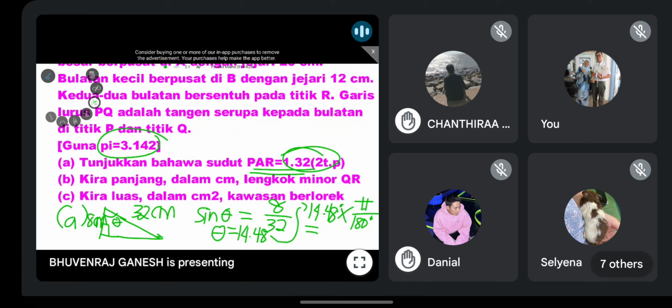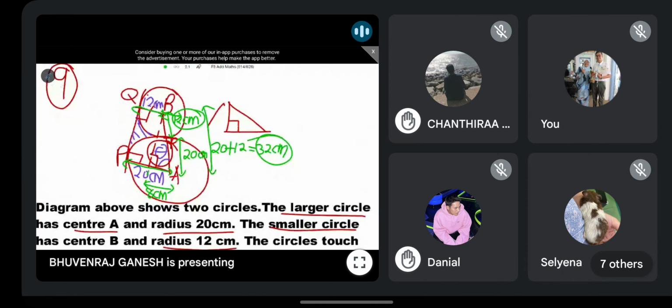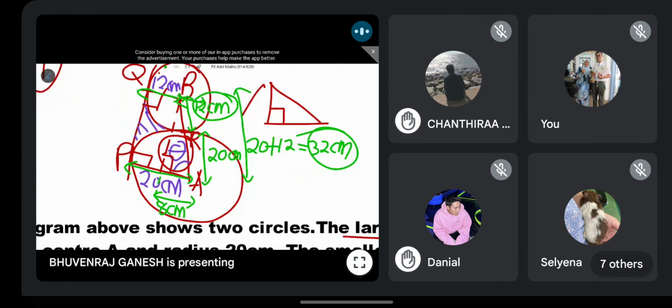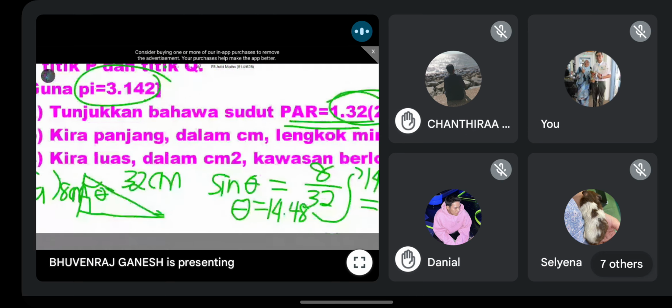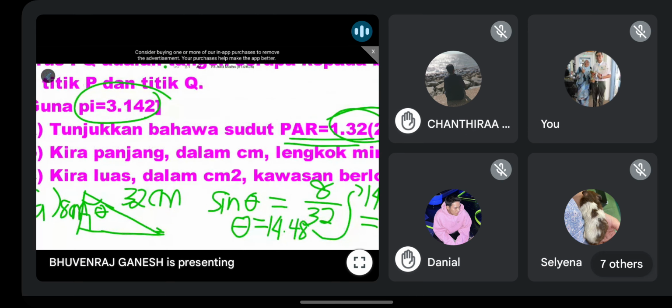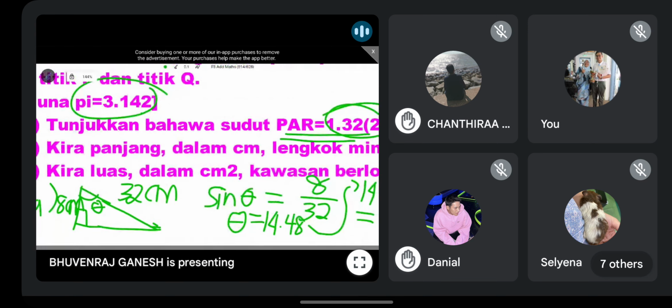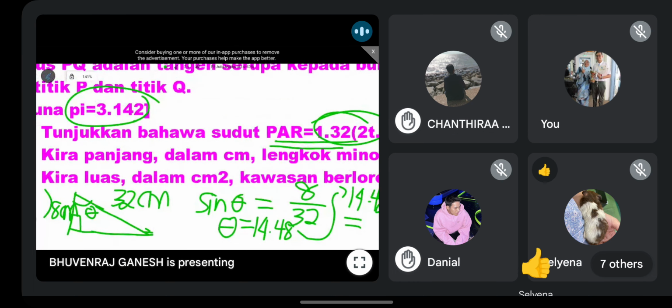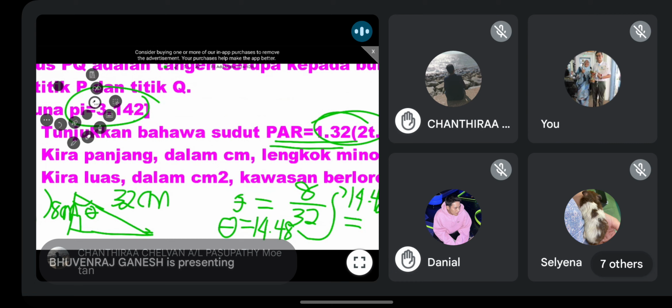Bila kamu tukar aja. Okay, because theta dia antara hypotenuse dengan garis pendek 8 cm. Okay, theta is between 8 cm and 32 cm. So that is why theta saya kena bagi dia ke atas antara 8 cm dan 32 cm. Understand guys? Okay. So this is how you should do it. So that's why instead of sine, kamu kena guna apa guys? Sekarang saya guna apa? Are you sure? You should use cos. Okay, kamu kena guna cos theta.